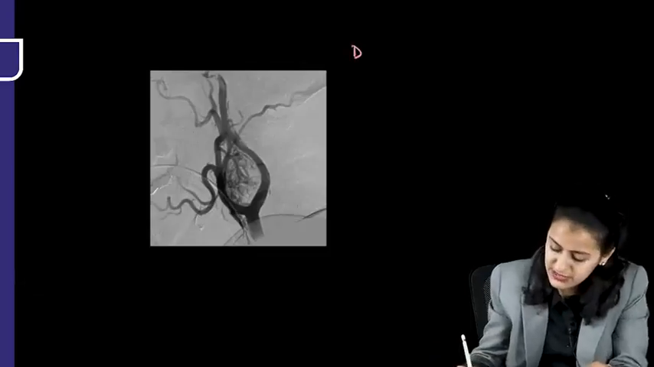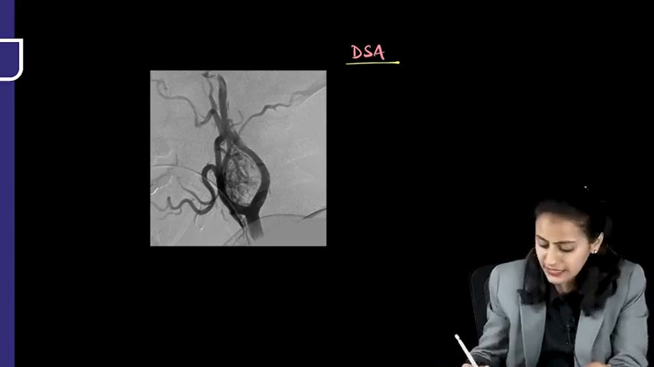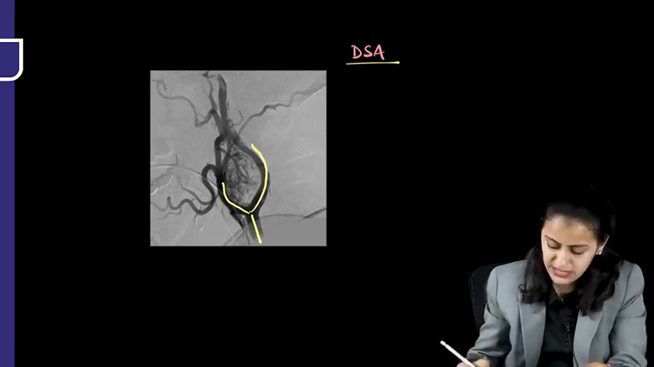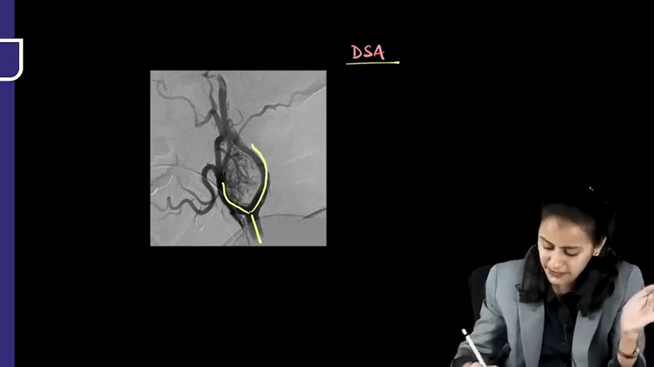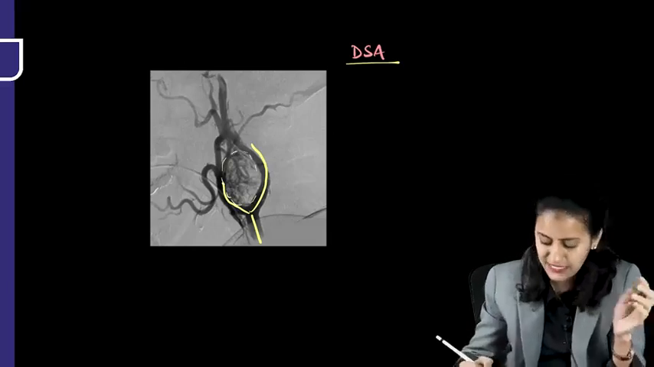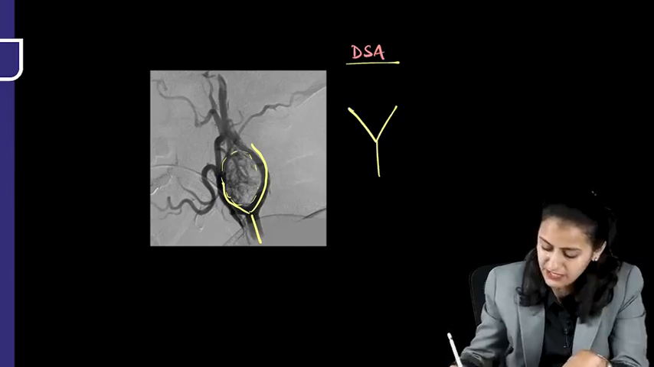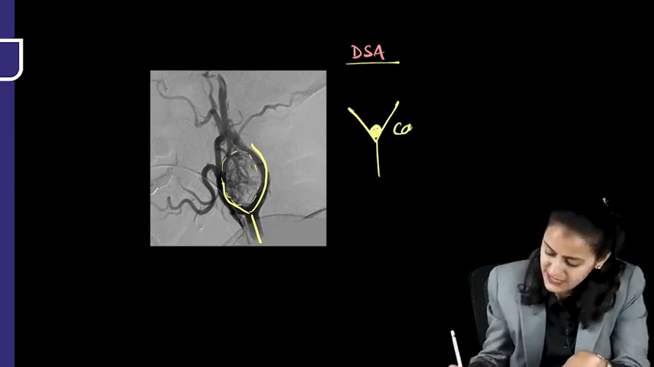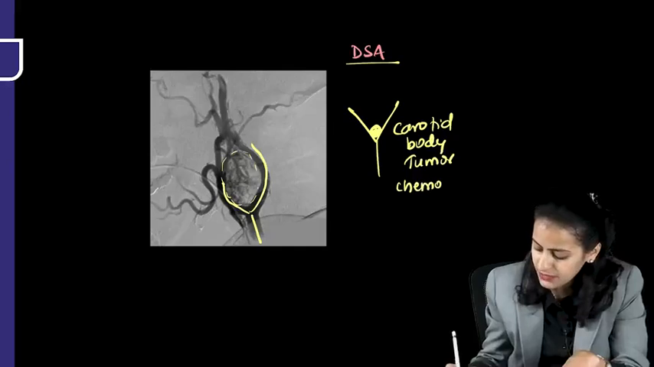What investigation is this? This is a DSA because the vessel is black, right? And what are we seeing here? This is the common carotid artery with its branches, the ECA and the ICA, which are getting separated away because of some mass here. You can see the vascularity, the blood supply in that mass. So at the bifurcation of the common carotid, we have the carotid body. So basically this is showing carotid body tumor, also called chemodectoma.